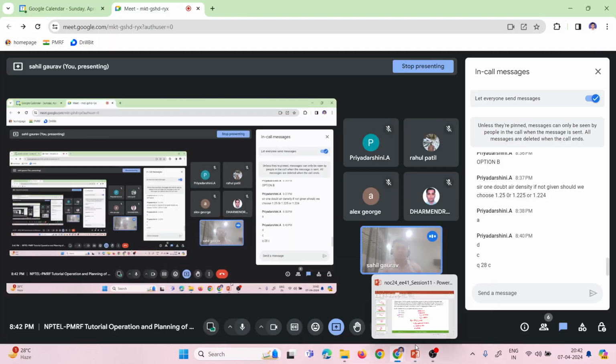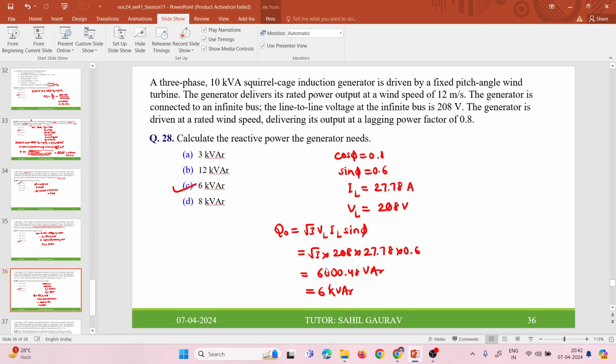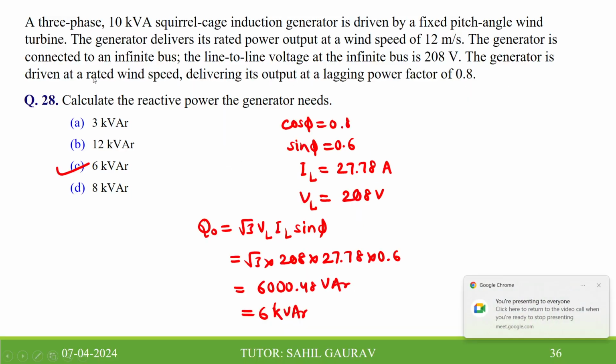Yes, Pradeep, you are correct. C is the correct answer. Now let us see the next problem.